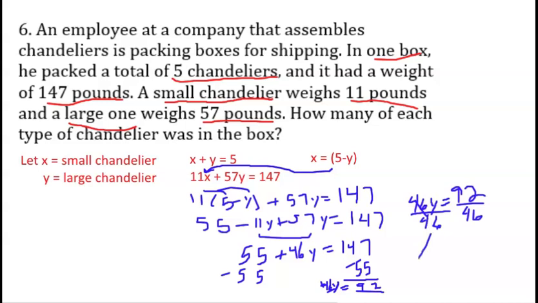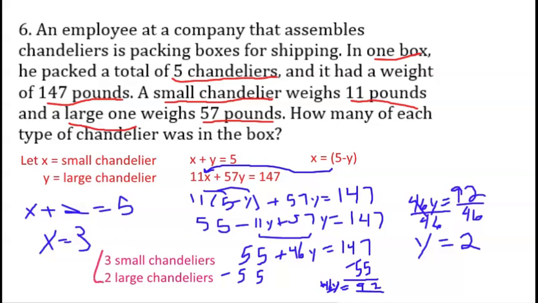And so you get Y equals 2. So that means the large chandeliers, there are 2 of them. And we'll plug it back in to our original equation to get X. So we have X plus 2 equals 5. So that means that X equals 3. Because 3 plus 2 is 5. So that would be our solution.